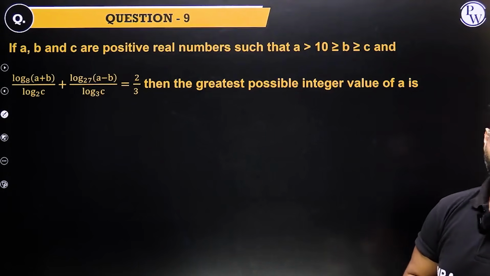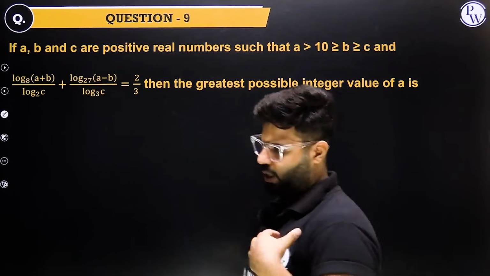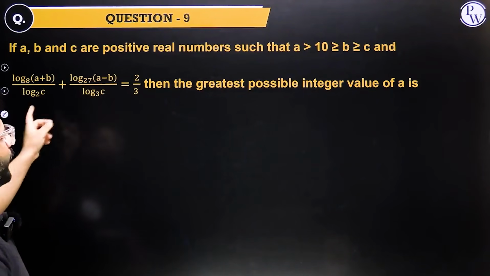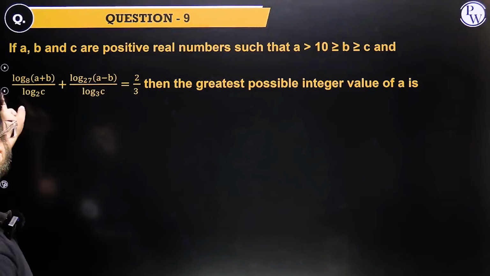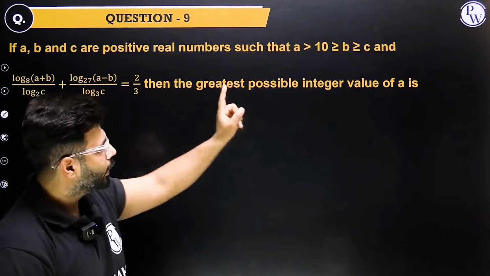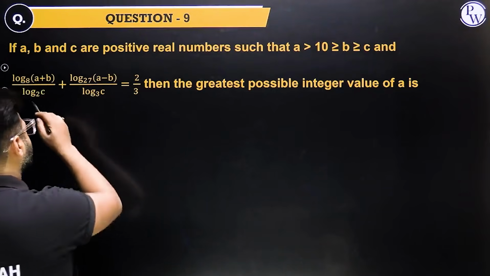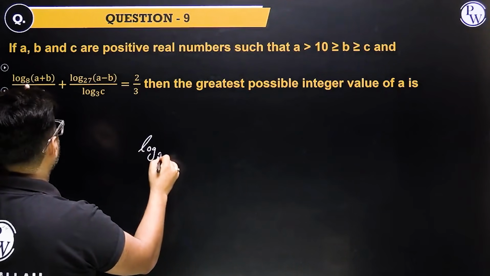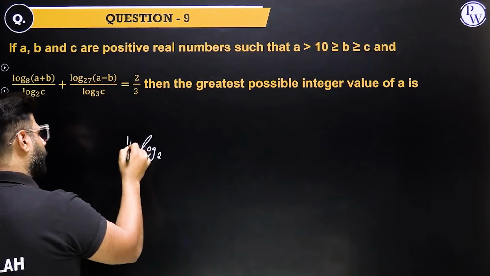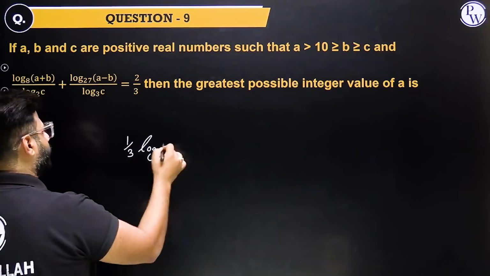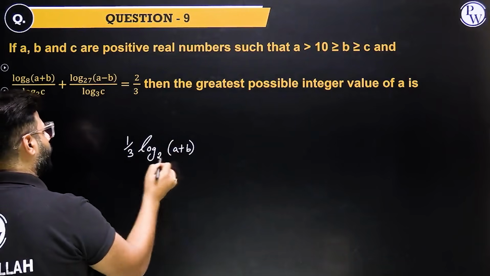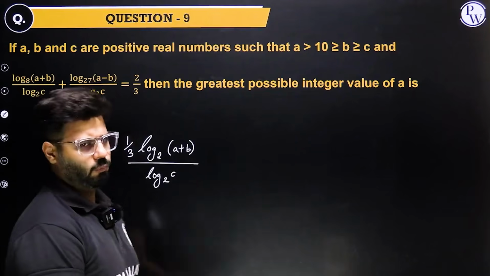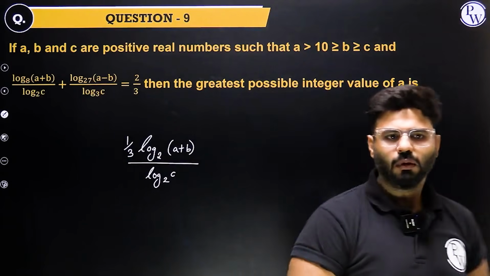Okay. Assuming you have paused and tried on your own, now my turn. It says if A, B, and C are positive real numbers, A greater than 10, greater than or equal to B, greater than or equal to C, and then you have this equation, greatest possible integral value of A. Okay, let's solve this part. Clearly, I see that this is log 8, which is 2 cube. The power 3 will come back and reciprocal to 1 by 3. Why I'm doing that? So the base in the numerator as well as the denominator becomes same, so that I can apply the base change theorem, right?